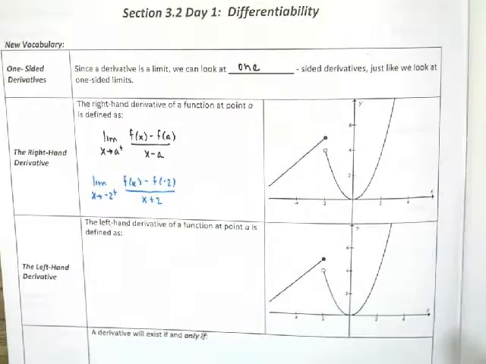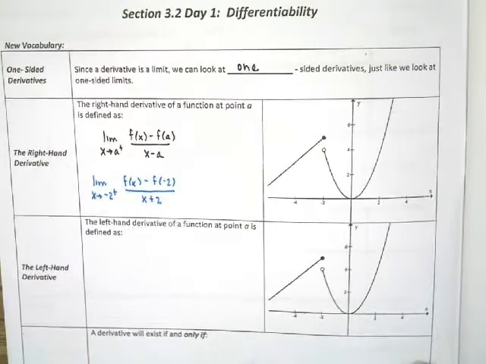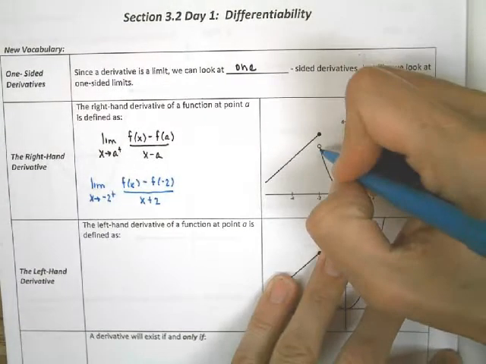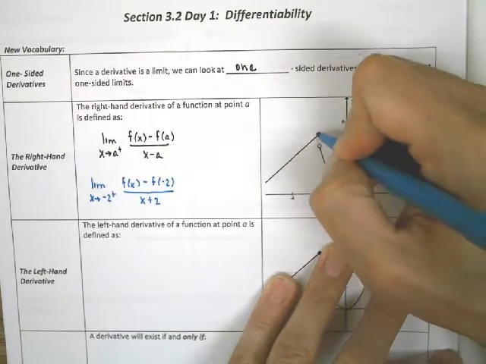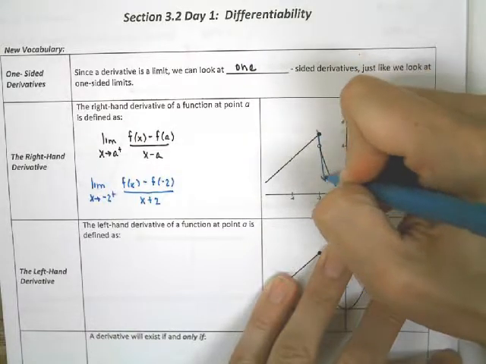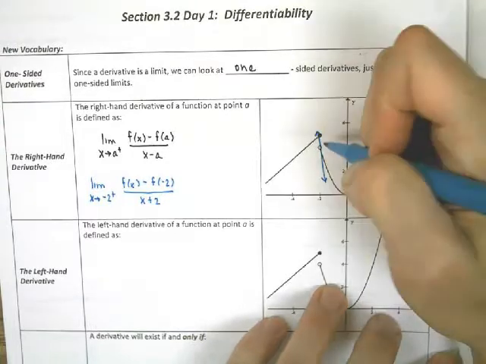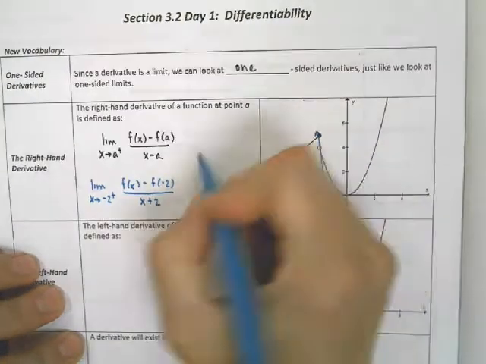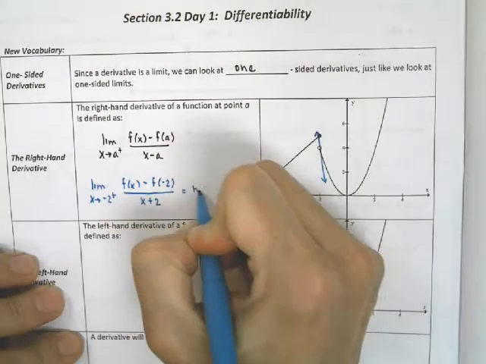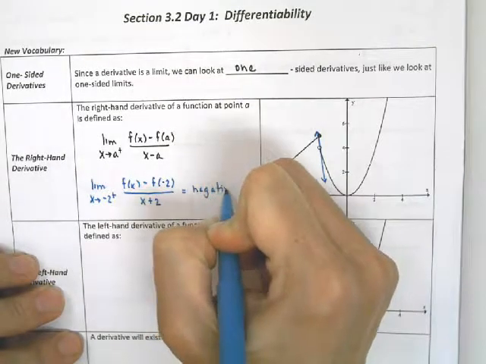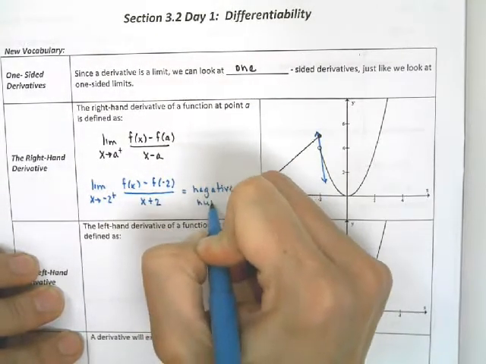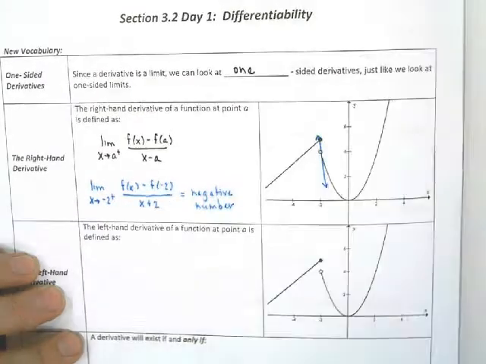Again, what I'm really talking about here is the slope of the tangent at x equals negative 2. If I just sketch it in, the tangent is going to look something like that. I can tell by that slope that it's going to be a negative number. I don't know exactly what that number is, but I know it's going to be negative.